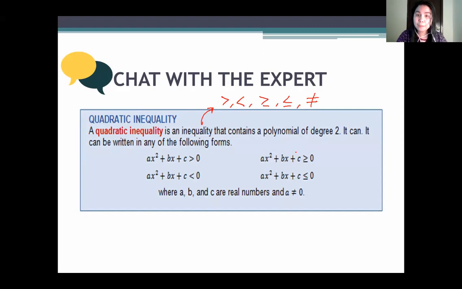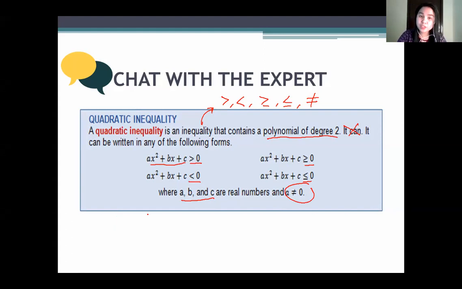It contains a polynomial of degree 2. It means the highest exponent is 2. It can be written as any of the following forms: the quadratic expression greater than 0, or less than 0, or greater than or equal to 0, or less than or equal to 0. And remember, a, b, and c are real numbers, and a should never be equal to 0.